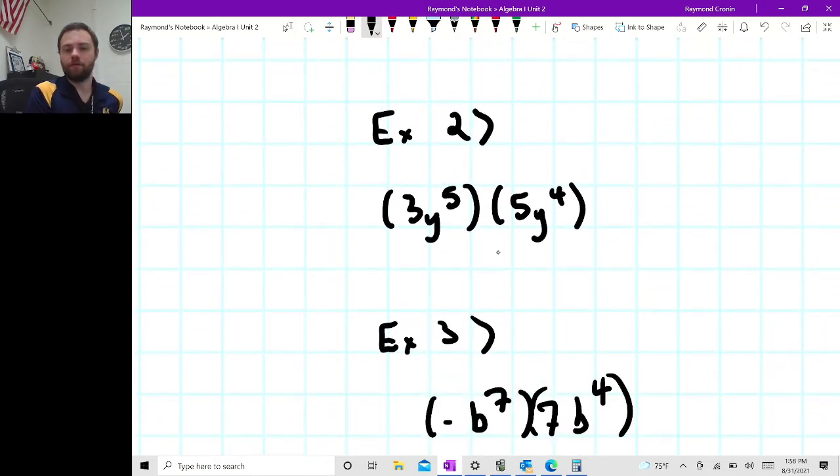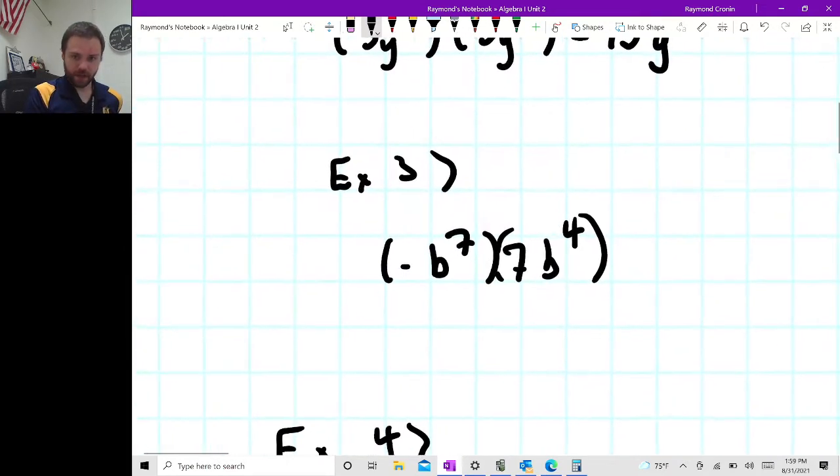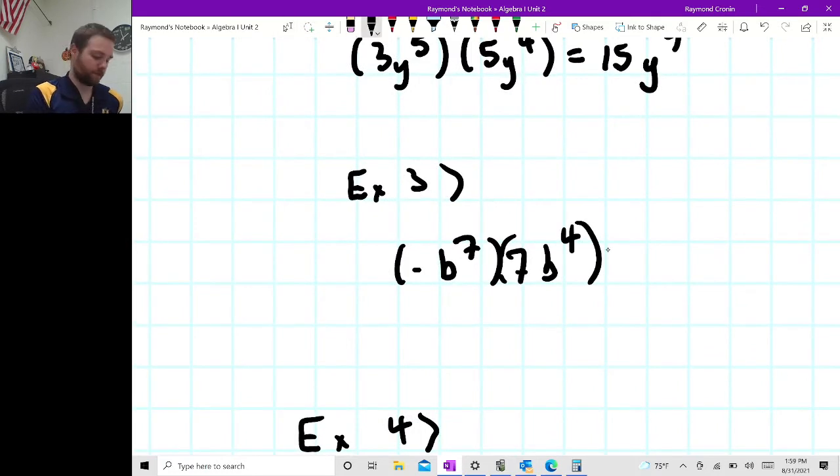So this one, if you don't mind, pause the video, try it out on your own. So assuming you've done that, 3 times 5 is going to be 15. So you just multiply the coefficients. Y to the fifth times y to the fourth is going to be y to the ninth, right? So you add those powers. And then again, try this one out on your own.